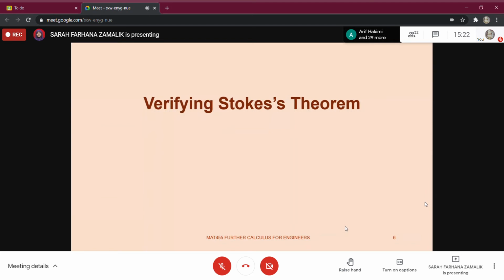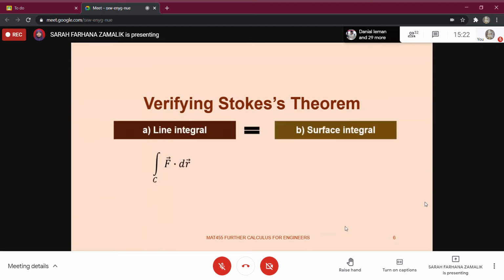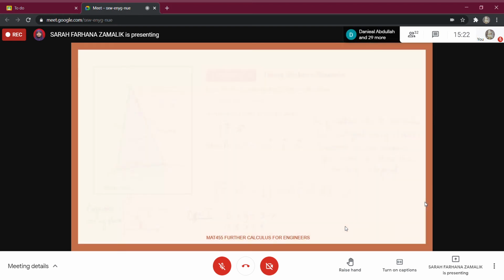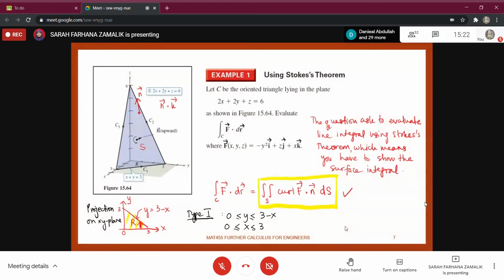Once again, kalau soalan minta verify, awak kena show lah dua-dua ni. Line integral equals to surface integral. In this case, curl F dot with unit normal and dS. Alright. So now, let's try to solve by using Stokes Theorem. Saya nak bagi tahu awak ni, bila nak guna Stokes Theorem, dia lain sikit, okay? Apa yang lainnya, mari kita tengok.